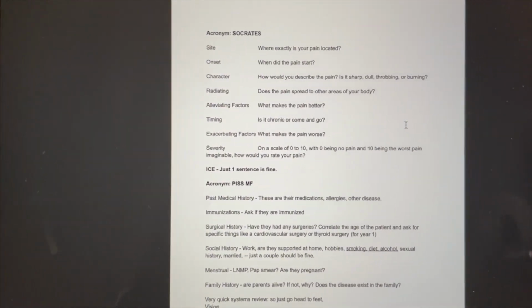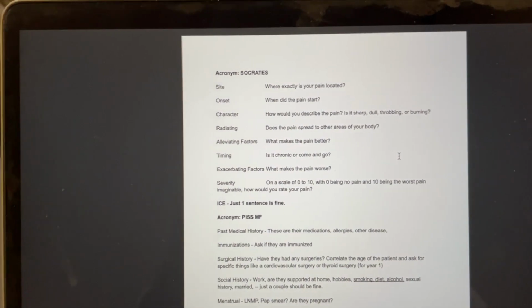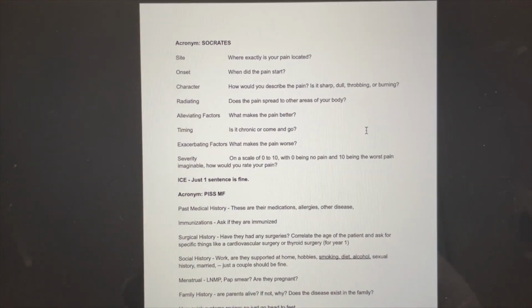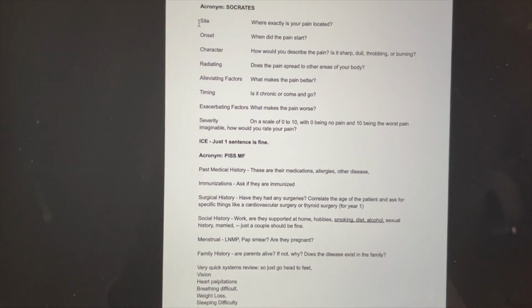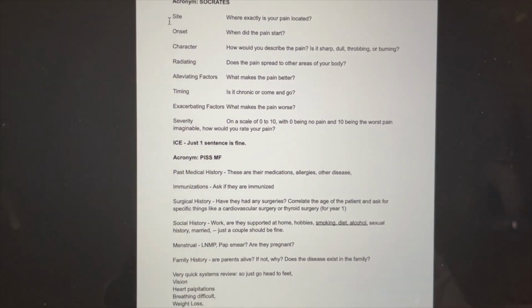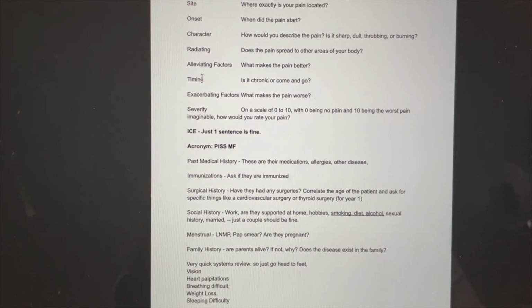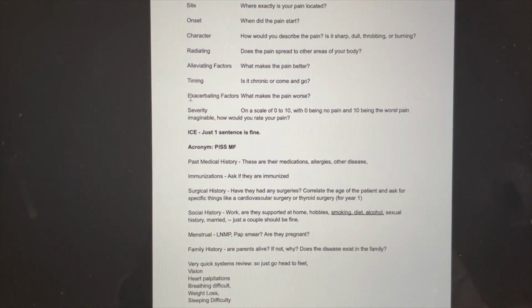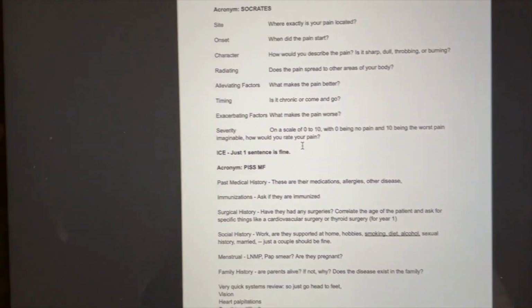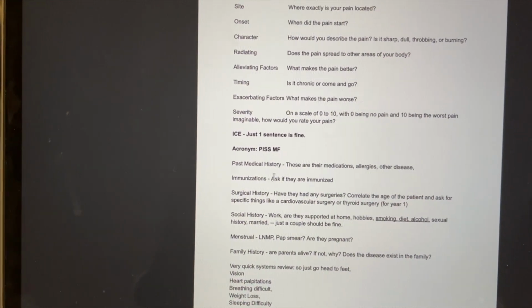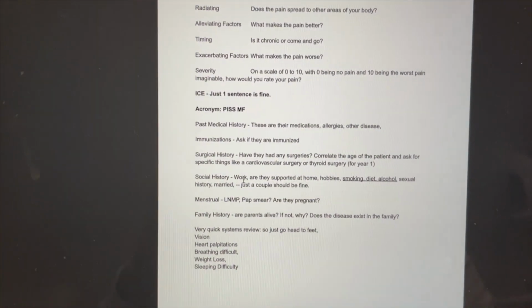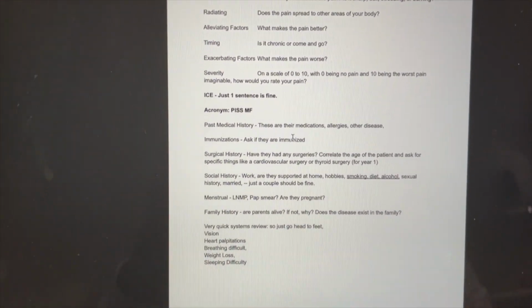And then after they say their little blurb, because the patients usually want to get their feelings off their chest, then you go into SOCRATES. So SOCRATES helps you narrow down what is actually happening. So the site, onset, character, radiating, alleviating factors, timing, exacerbating factors, severity. Please note that this does not have to be in order, but a good history is not going to jump around from past medical history back to SOCRATES, back to surgical. You want to usually follow this order.